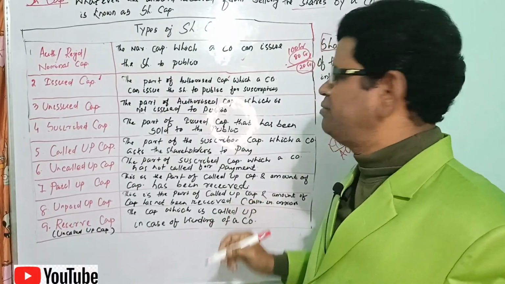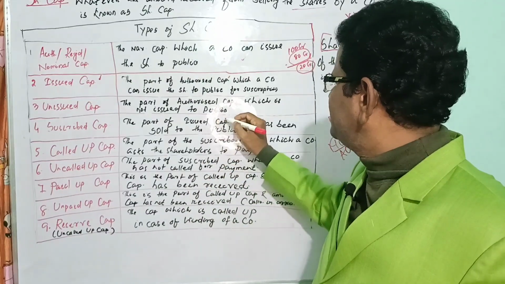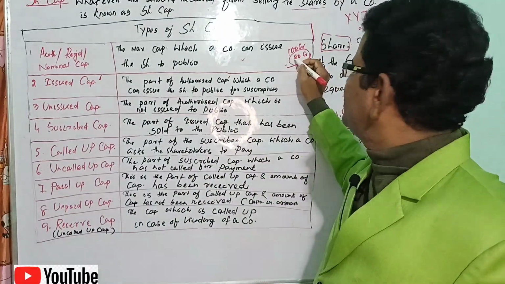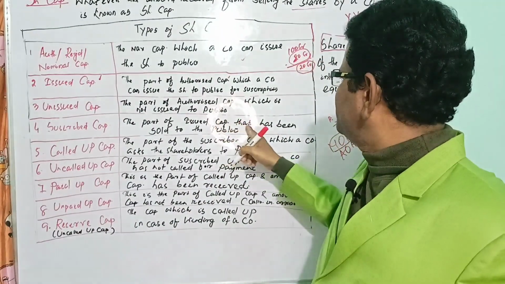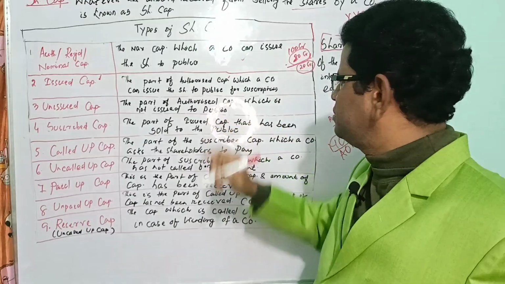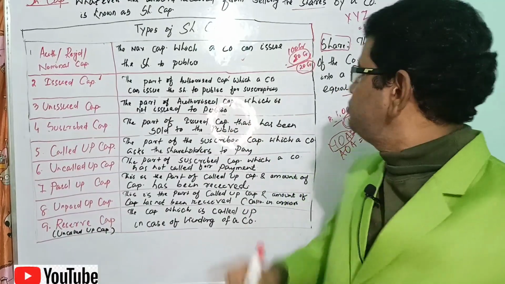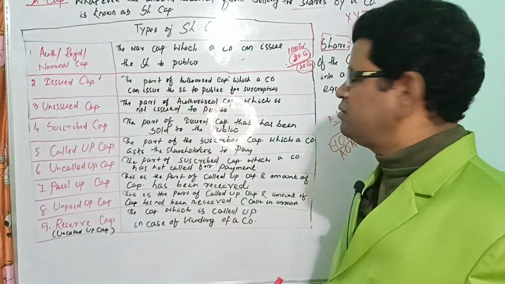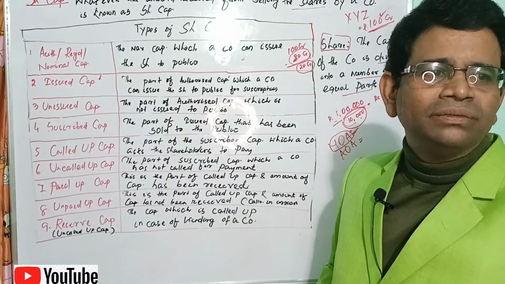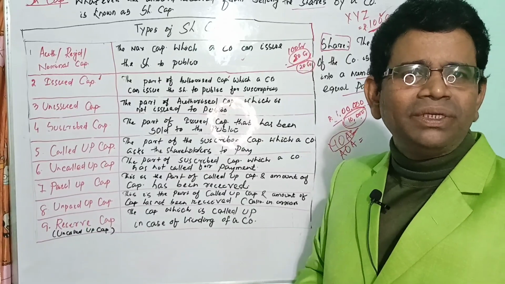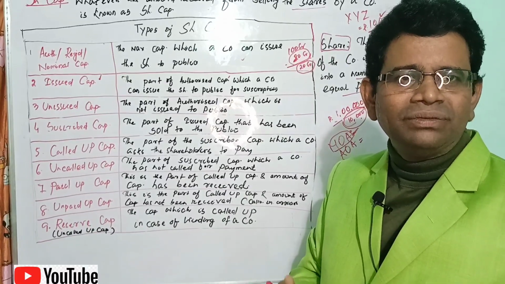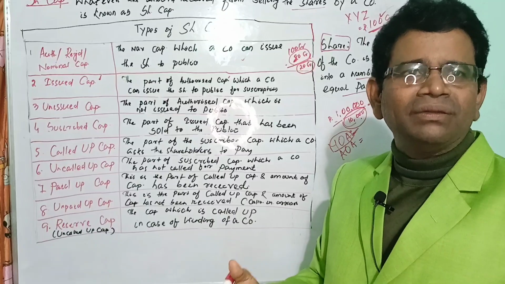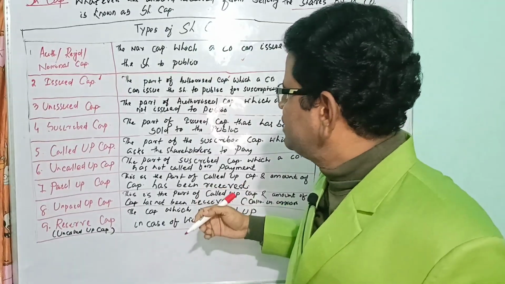Then come to the subscribed capital. What is this? Subscribed capital is the part of the issued capital that has been sold to the public. XYZ company will sell the issued capital to the general public. Who are the public? You, myself, your friends, my friends, they are the public.